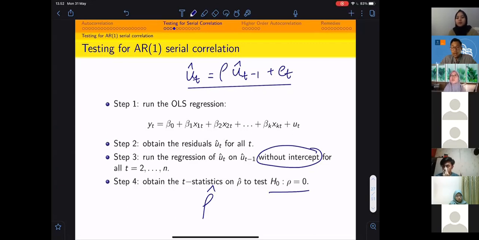All right. Any question so far for this particular example? All right. Cool.